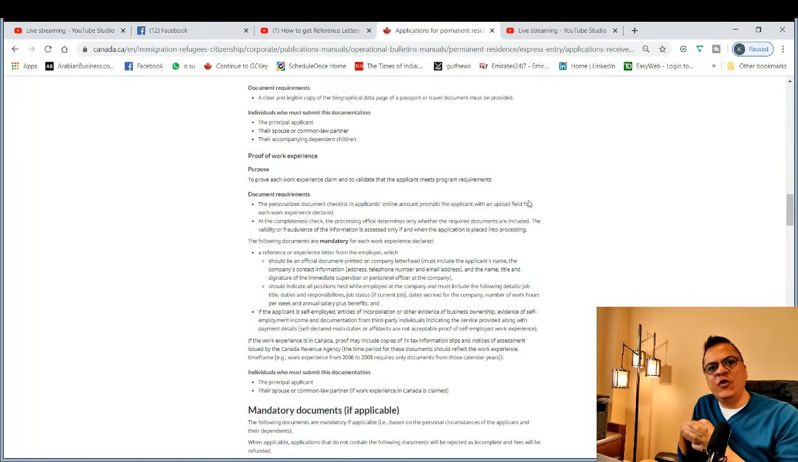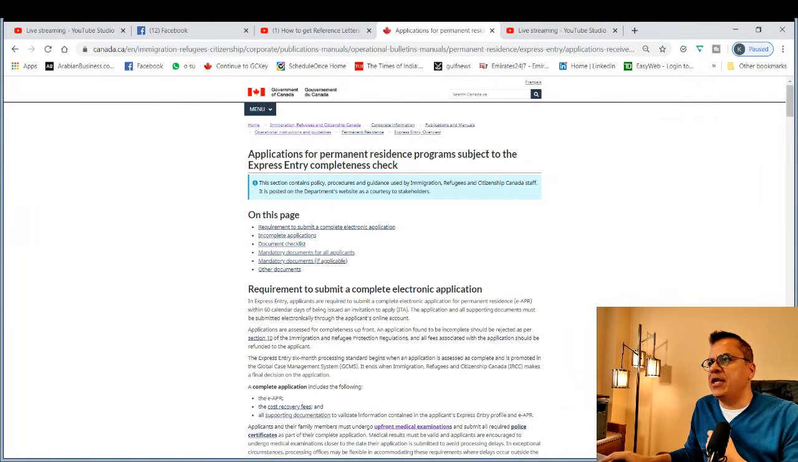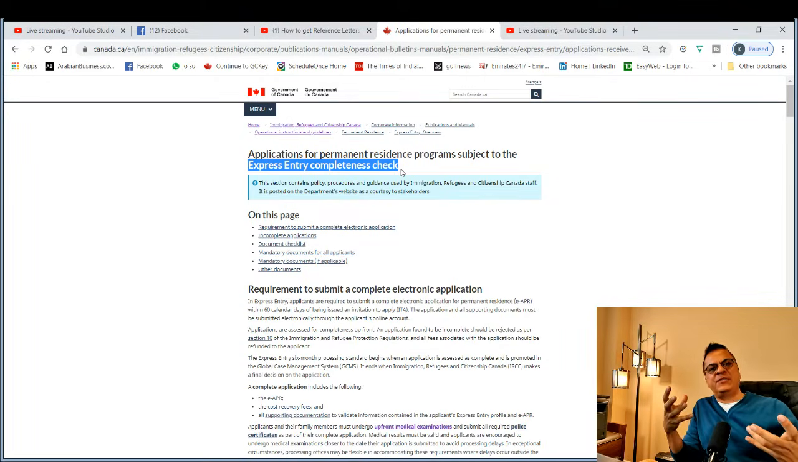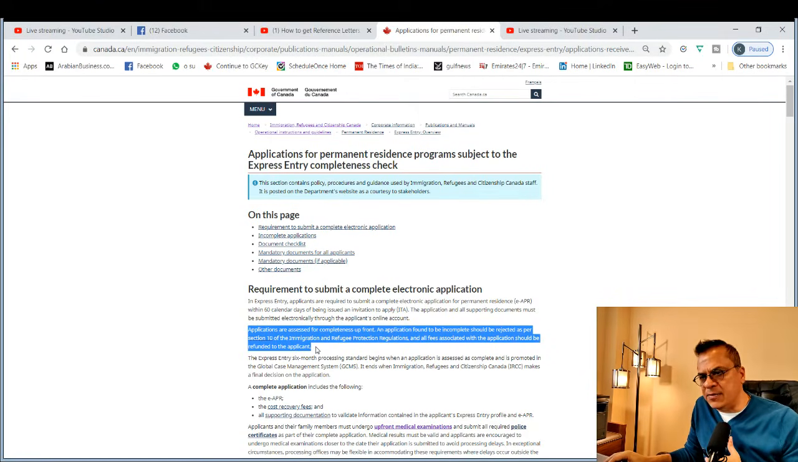What I have on the screen right now is applications of permanent residence programs subject to the Express Entry completeness check. Basically, when you submit your Express Entry application, it has to first go through the R10 check. R10, as we understand, is mentioned over here. Applications are assessed for completeness upfront. An application found to be incomplete should be rejected as per section 10 of the Immigration and Refugee Protection Regulations. Regulations stands for R, so R10.